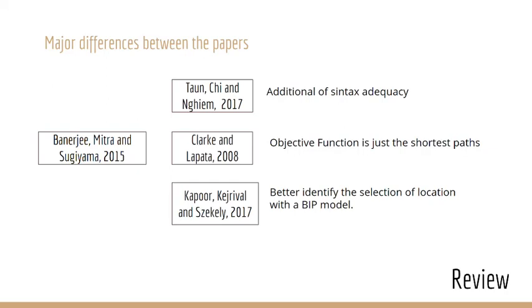Kapoor, Kejriwal, and Szekely do the most different research from the rest. They use the ILP model to better identify a geotag which could identify the location where the data was written. They aim to locate human trafficking activities in online advertisements. They are included in this review because they could help to improve the summarization models, because they included in the objective function a variable of relationship between the words, which could help summaries to have a more natural rhythm of speech.